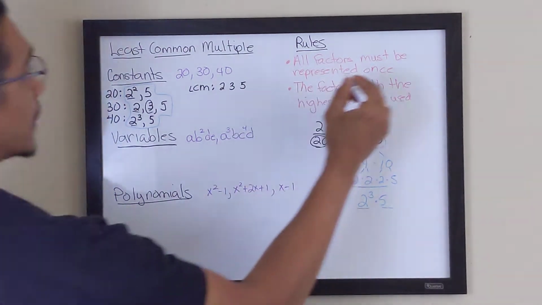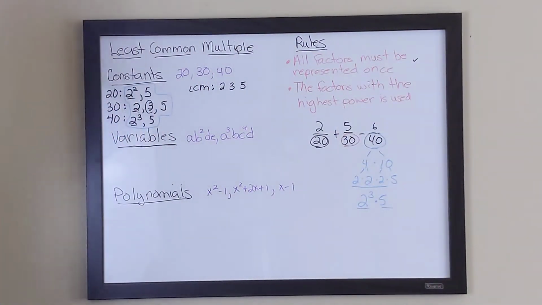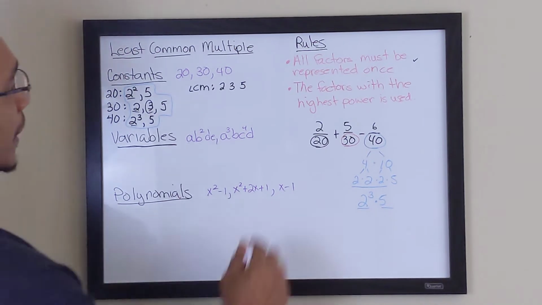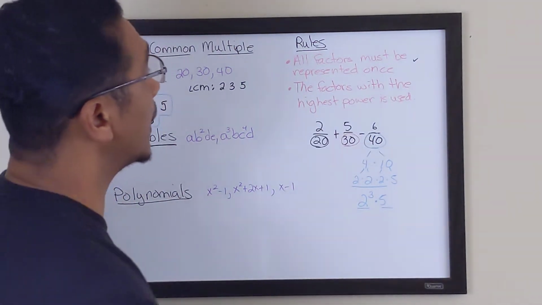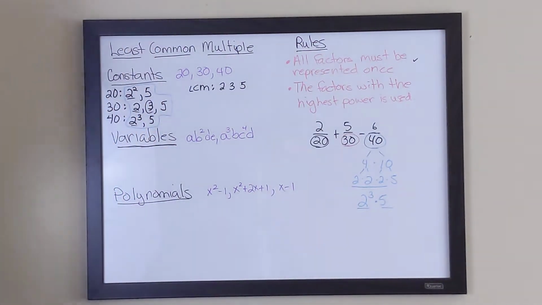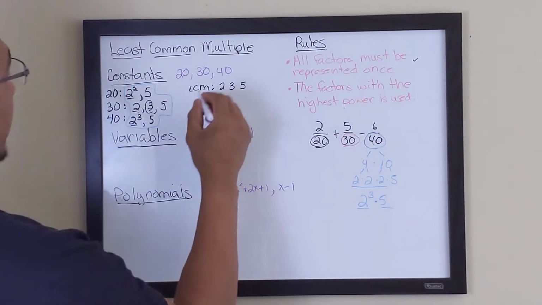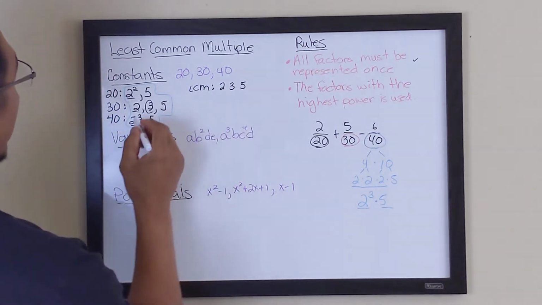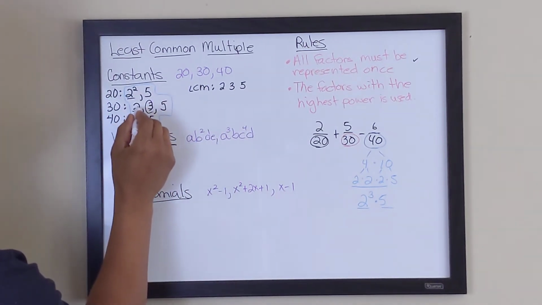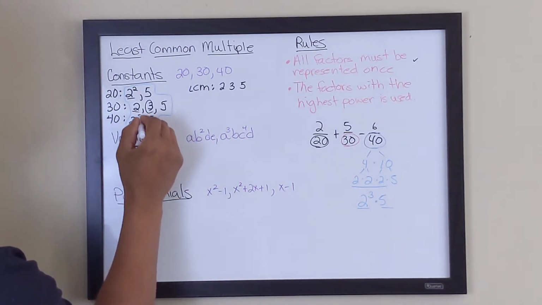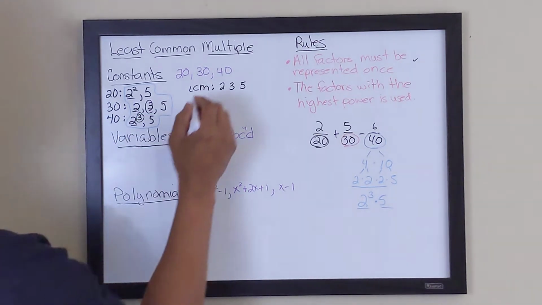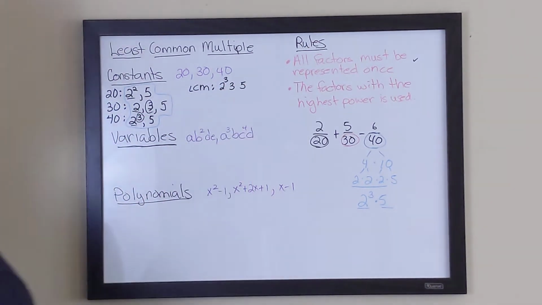Now, that basically takes care of our first rule: all factors must be represented once. The second rule is that the factors with the highest power are what we're going to use in our least common multiple. So how do we do that? If we look at the 2's, we've got a 2 squared, a 2 to the first power, and a 2 to the third power. Since this one has the highest power, we're going to use that power for the 2's.